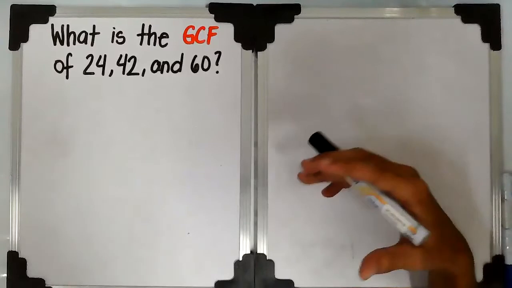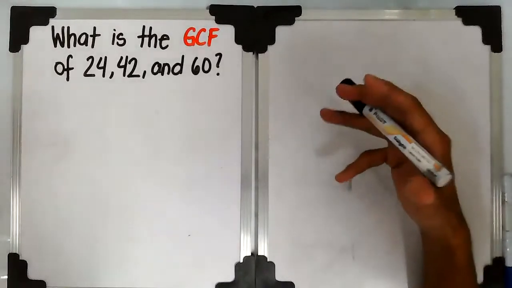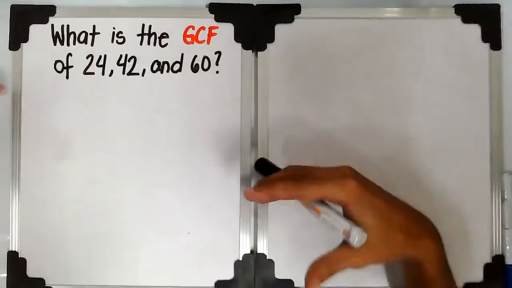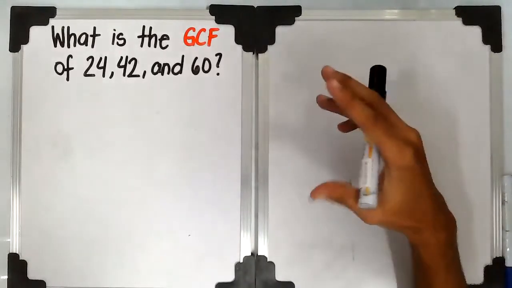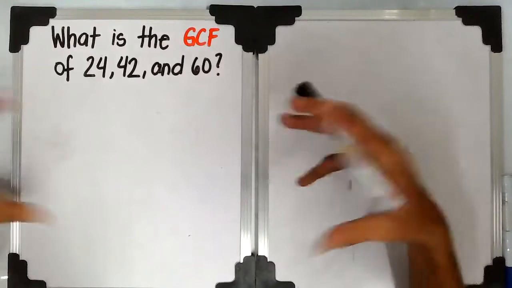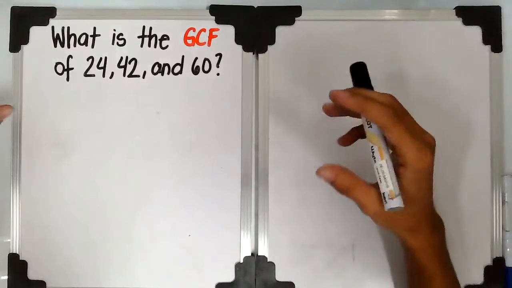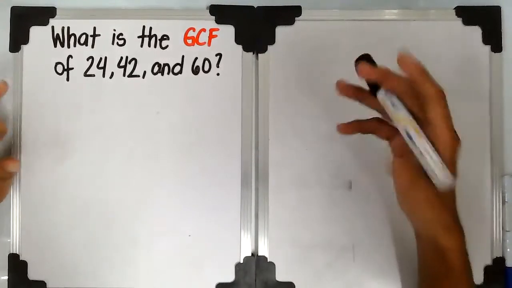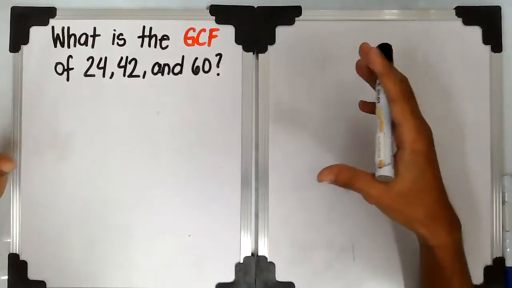Hi everyone, what is the GCF of 24, 42, and 60? Let's find out here in this video. The concept of GCF is very important in mathematics since it is more of patterns and commonalities. It is foundational to most of the topics in algebra, trigonometry, and even in calculus.